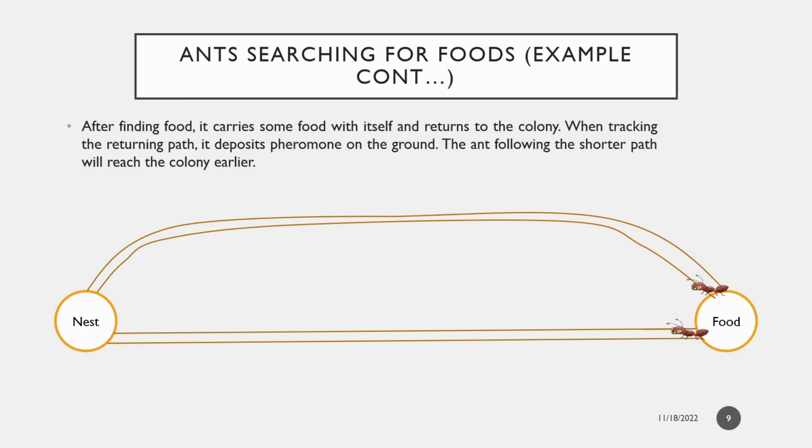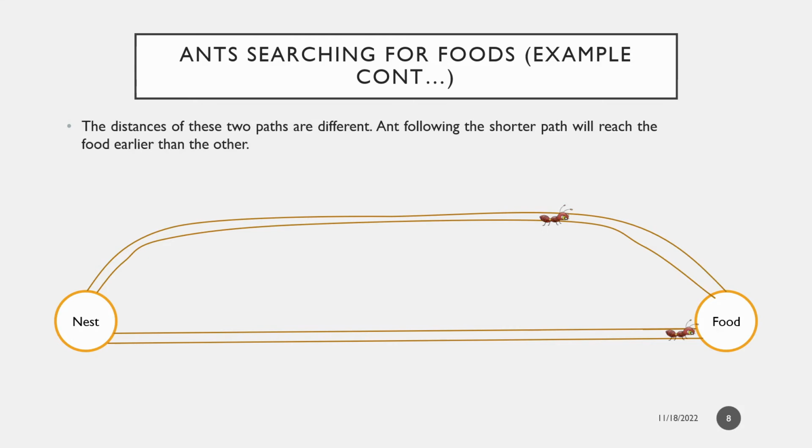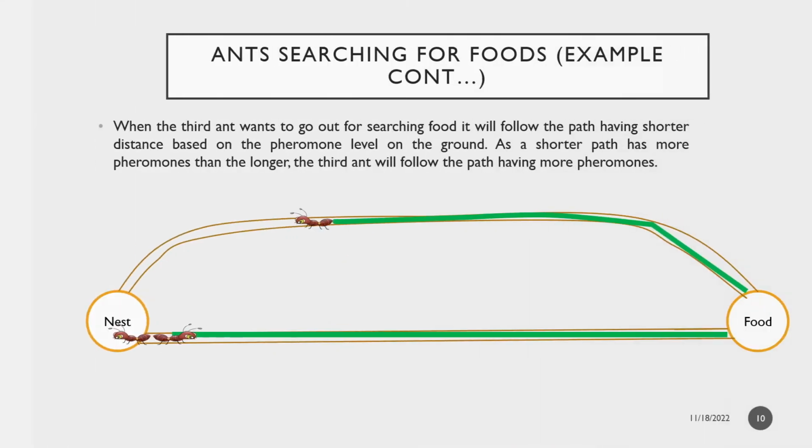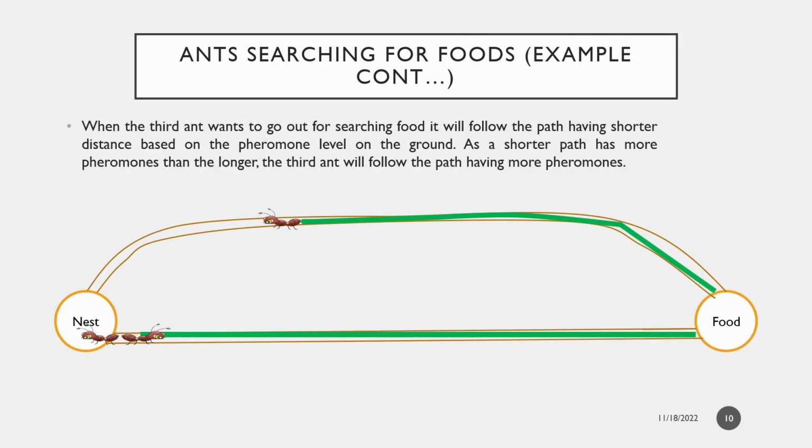After finding food, it carries some food with itself and returns to the colony. While tracking the returning path, it deposits pheromone on the ground. The ant following the shorter path will reach the colony earlier. When the third ant wants to go for searching food, it will follow the path based on the pheromone level on the ground. As a shorter path has more pheromones than the longer, the third ant will follow the path having more pheromones.